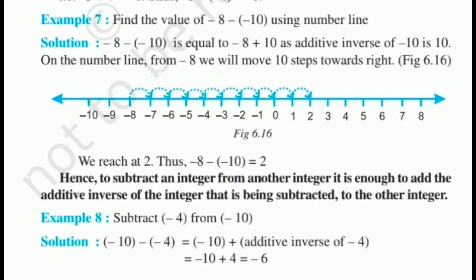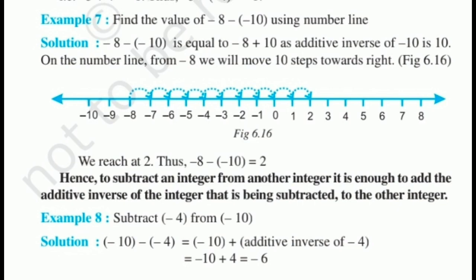Hence, to subtract an integer from another integer, it is enough to add the additive inverse of the integer that is being subtracted to the other integer. Now next example, subtract minus 4 from minus 10. So minus 10 minus minus 4 is minus 10 plus the additive inverse of minus 4, which is minus 6.